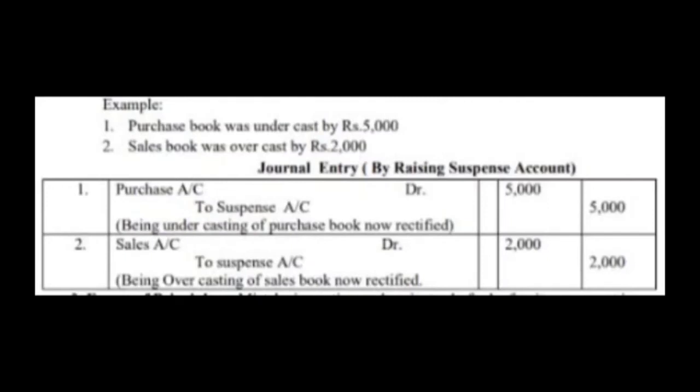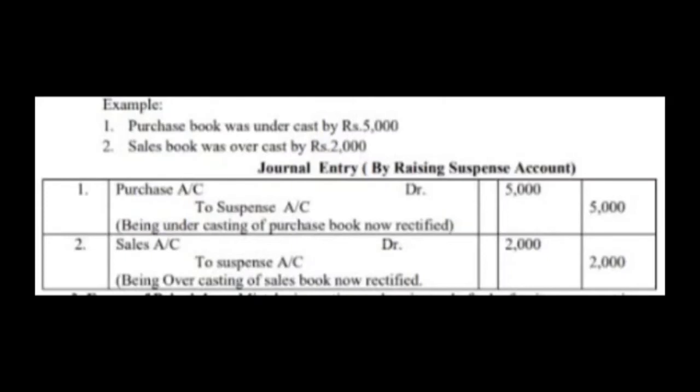All you have to do is to increase the purchase. Now purchase as an expense, when it is increased, shall be debited. So you will debit the purchase by 5,000 and you have nothing to write on the credit side. So for making the trial balance equal, you will have to write the suspense account on the credit side.